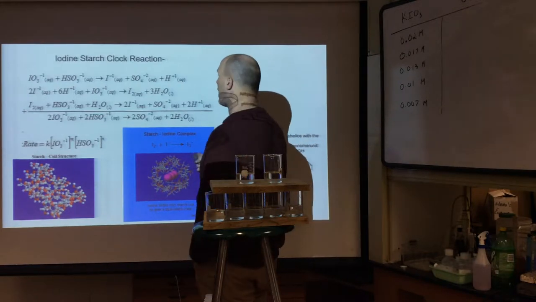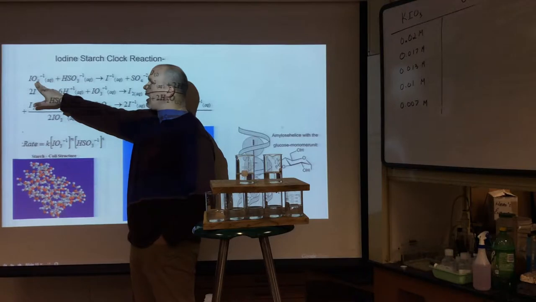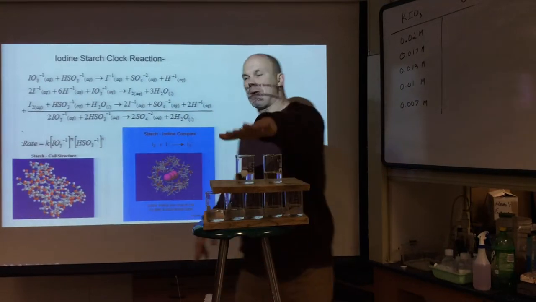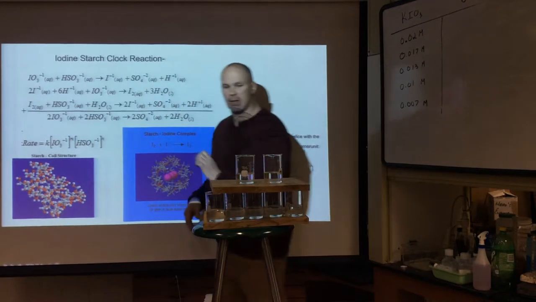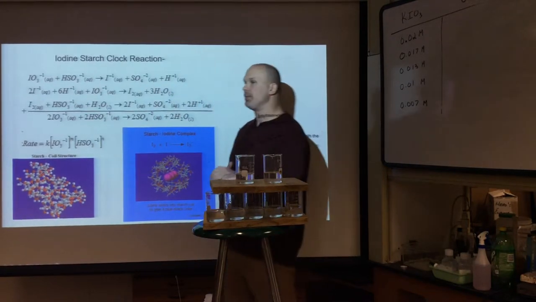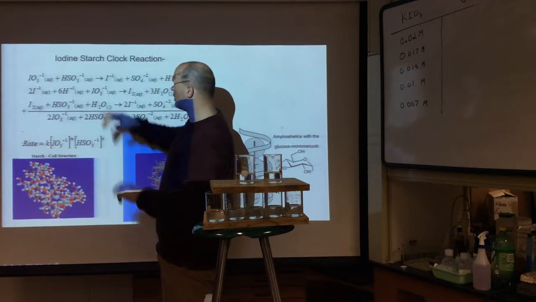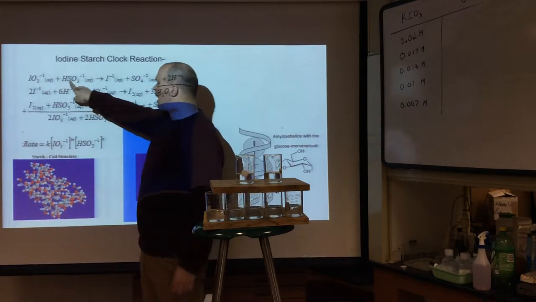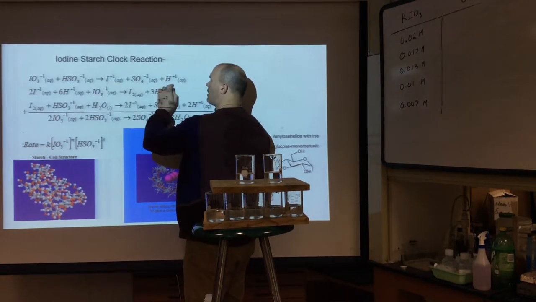Now, what makes it a clock reaction? Here's the mechanism. Here are the three basic steps. Here are the iodate ions that I already have in my beakers, and the hydrogen sulfite, or the metabisulfite ion, is going to be in my starch solution. So I'm going to pour them together. But before I get started, let's talk about this. The iodate ion and the metabisulfite ion make iodide ions and sulfate and protons.